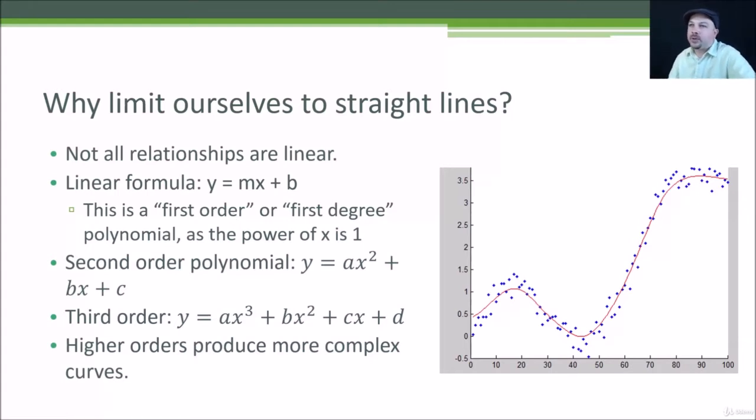So that's the first order polynomial, but we could also use a second order polynomial, and that would look like y equals ax squared plus bx plus c. And if we were doing a regression using a second order polynomial, we would get back values for a, b, and c. Or we could do a third order polynomial that has ax cubed plus bx squared plus cx plus d. And the higher orders that you get, the more complex the curves you can represent, right? So, the more powers of x you have blended together, the more complicated shapes and relationships you can get.